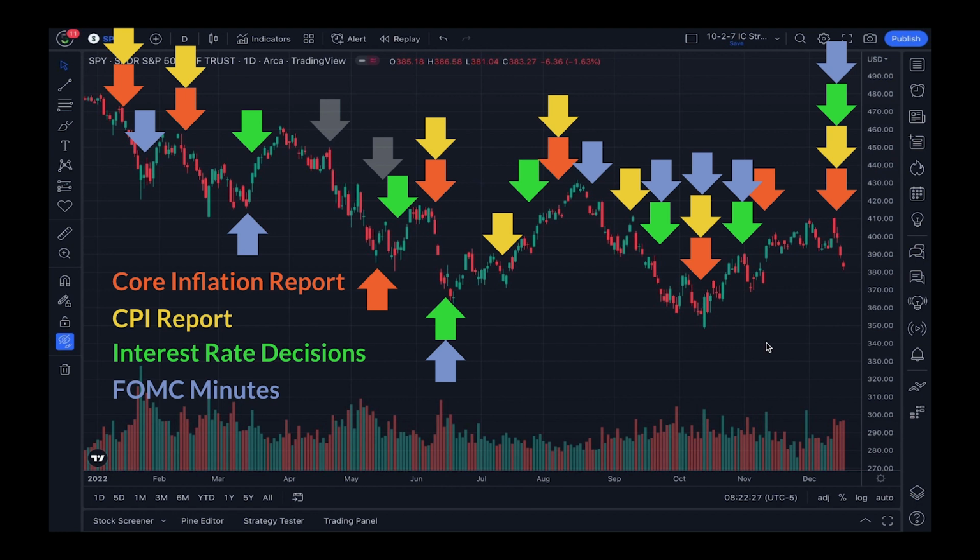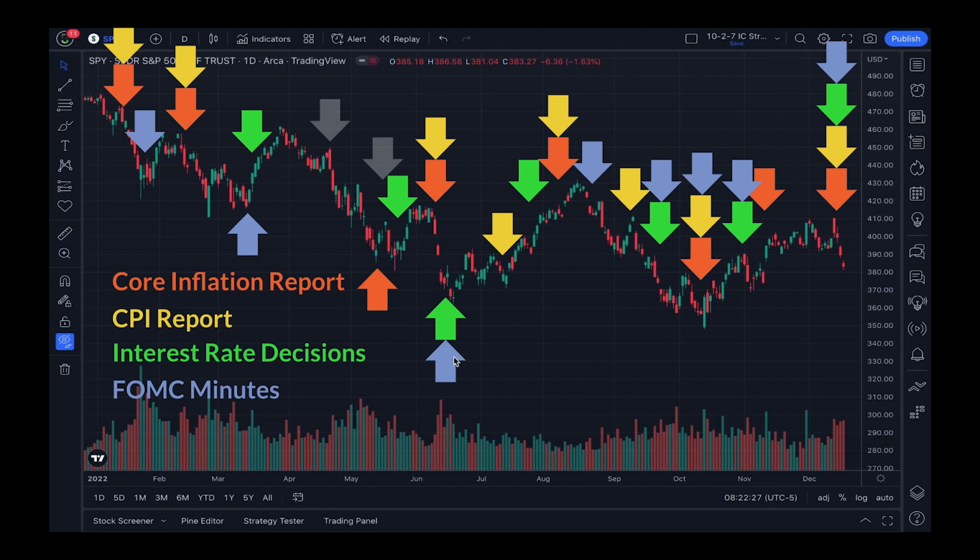Fourth are the FOMC minutes. Now, these are minutes of the meeting that this committee already had. And so when that data is released, a lot of traders digest what is being said or what was going on during those committee meetings, and they react accordingly. Again, a lot of volatility in this market, in this area right here. And then after this consolidation, it shoots back up. Right here, it starts this nice trend upward.